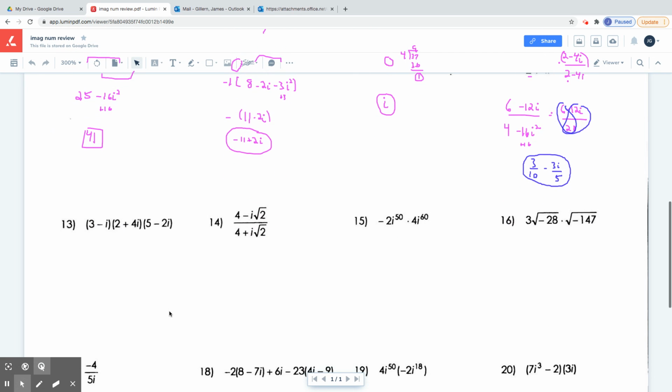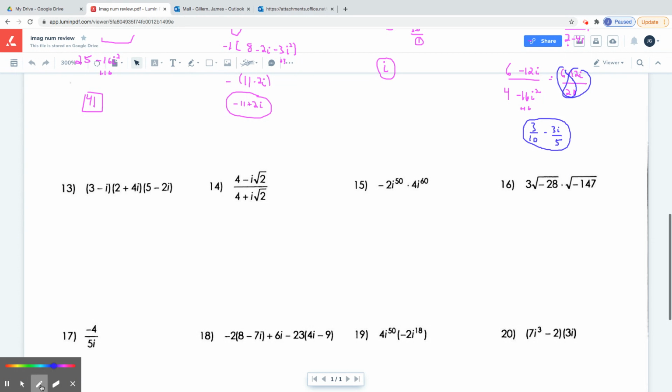All right. Moving along. For 13, we're going to have to multiply things out a few times here. It doesn't matter if you do first times second, or second times third, or first times third. I'm just going to do the first two. I'm just going to FOIL that out.